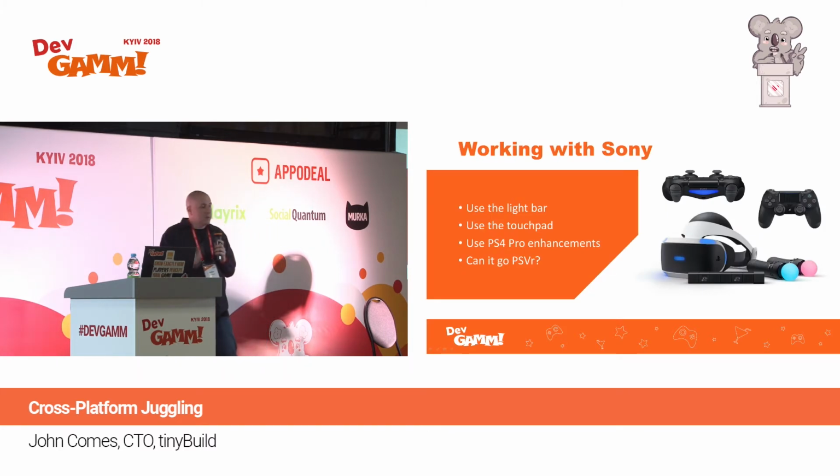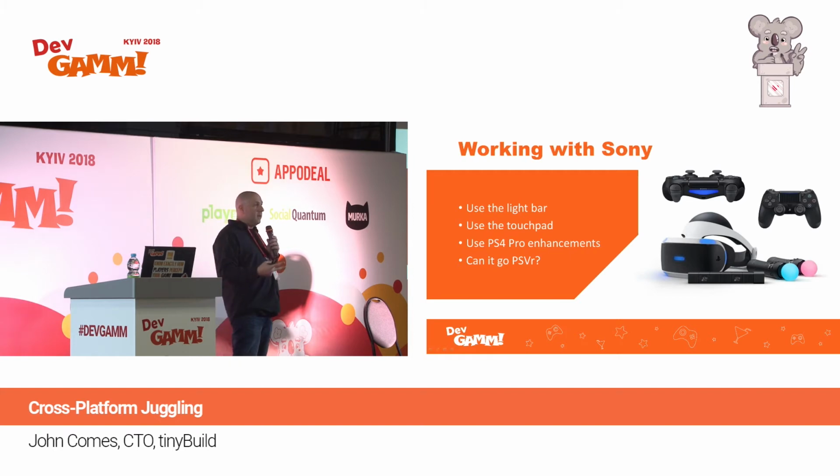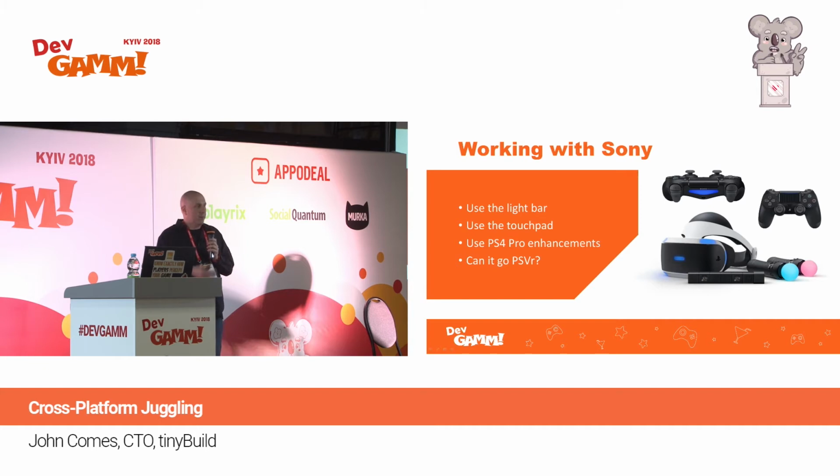Working with Sony, if you want to help get promotions from these platform holders, use the light bar on their controller, use the touchpad. They're more apt to give you promotions if you're using all of their peripherals, the PS4 Pro enhancements, and even if you go PSVR. They will help promote you more.